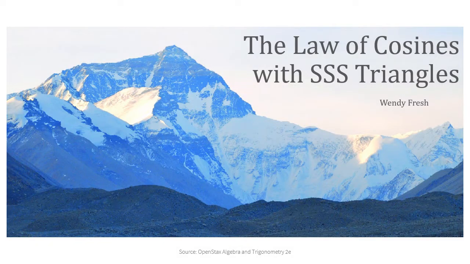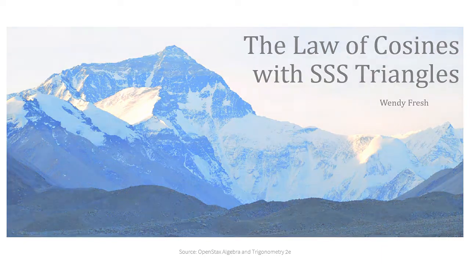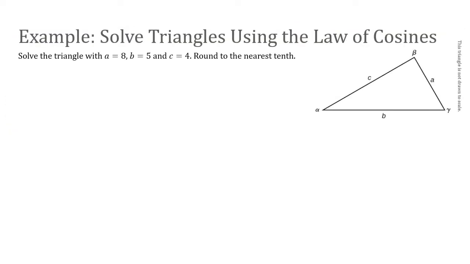In this section, we're going to take a look at the law of cosines and how the law of cosines can help us solve side-side-side triangles. Let's look at an example. Solve the triangle with side A equal to 8, side B equal to 5, and side C equal to 4. Round to the nearest tenth.